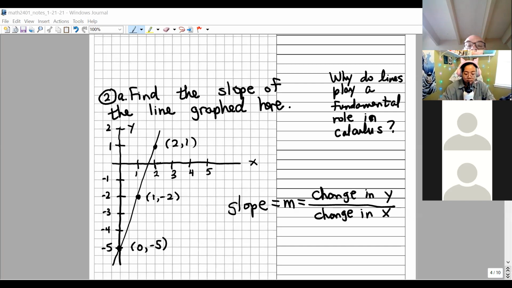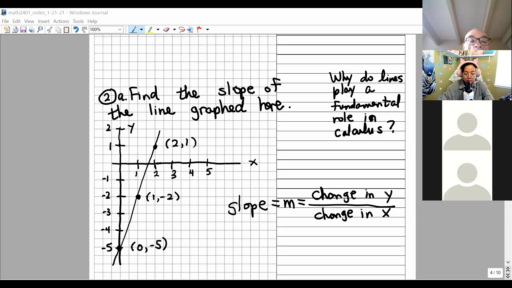So let's take a look at this. It's really just a pre-calculus question, but I just want to remind you about straight lines in one example quickly. In this problem two, it says, to start with, this is a multi-part question, find the slope of the line graphed here. So there we have a linear relation that's graphed, a straight line.